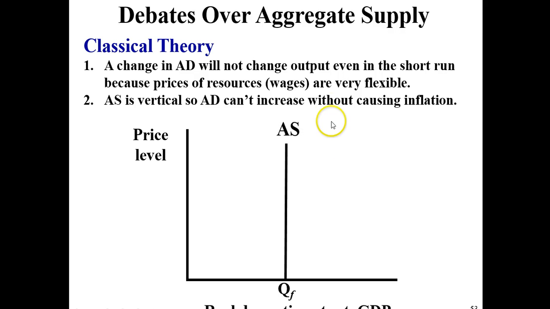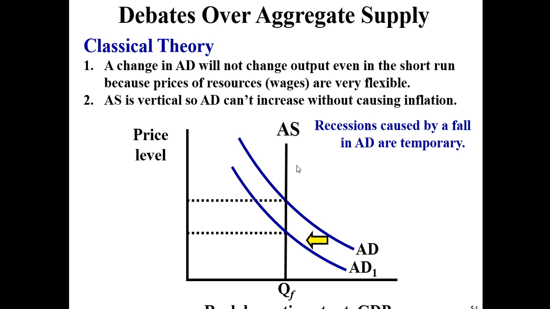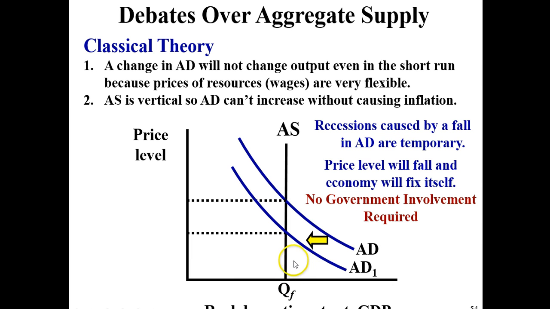So if we see this graphically, we've got that long run aggregate supply curve, and then you've got your aggregate demand curve. And so a change in aggregate demand, let's say it increases, or let's say it decreases, is not going to change output. You can see that the quantity is the same, and it's going to change the price level. So it can't increase without causing inflation, and it can't decrease without causing deflation. And so the classical theory states that the price will fall eventually.